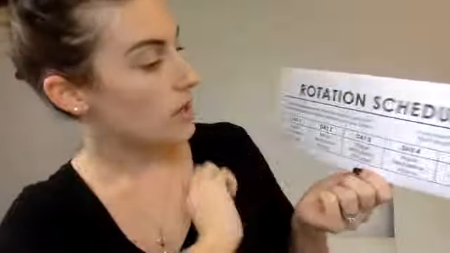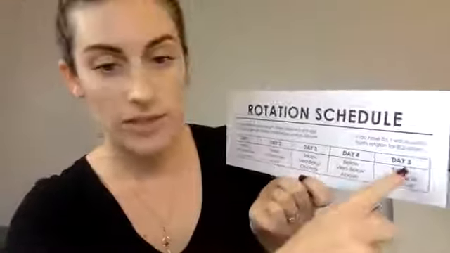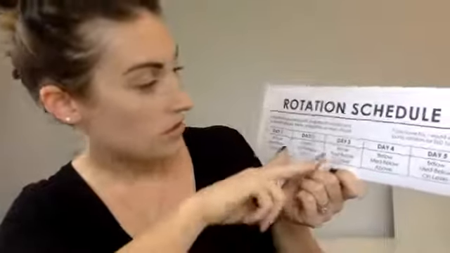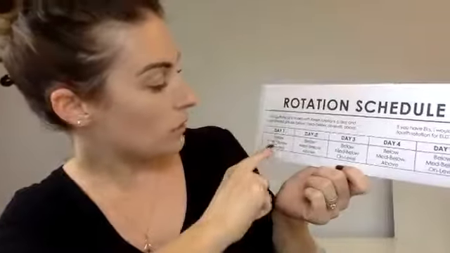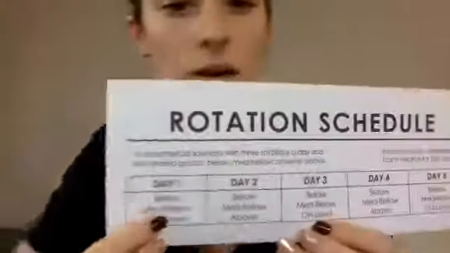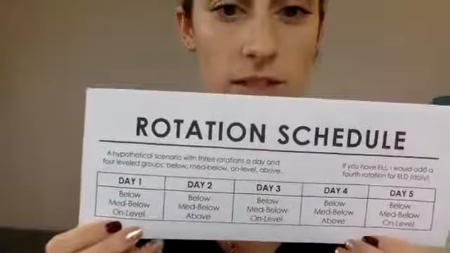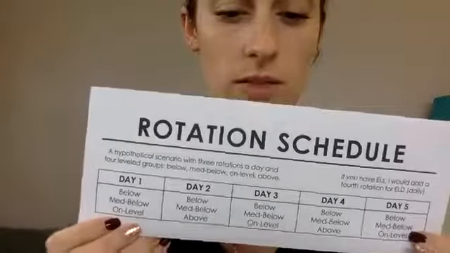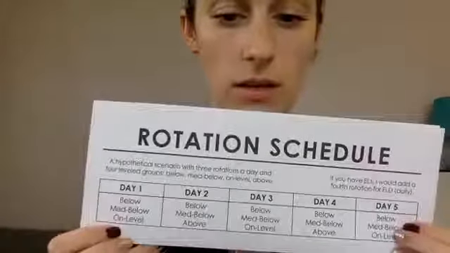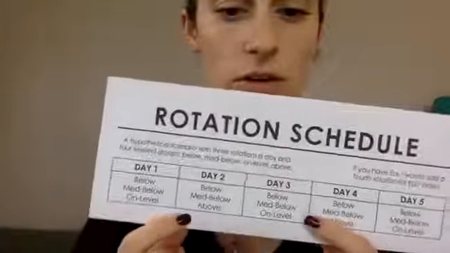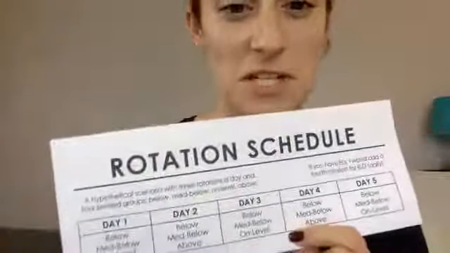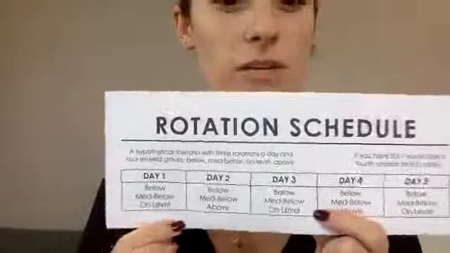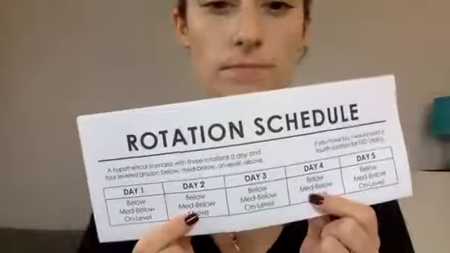Okay, so day 1, first of all, you're going to want to meet with your below kids every day, right? And then it alternates. So below, medium below, and on level, day 1, day 3, and day 5. So you're meeting with those kids 3 days a week, the medium belows and the on levels 3 days a week. And then day 2 and day 4, you're medium below. Oh, look, I made it so that you're meeting with medium belows every day too. That's a good idea too. And then you're meeting with your above kiddos, day 2 and day 4.